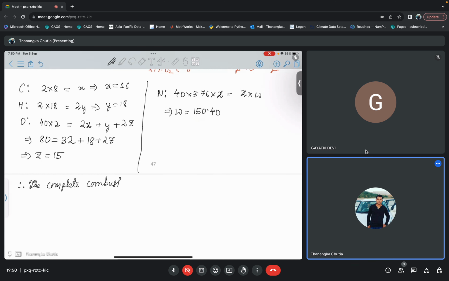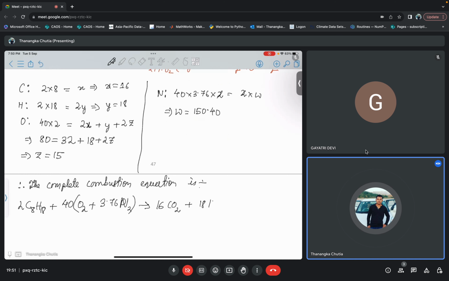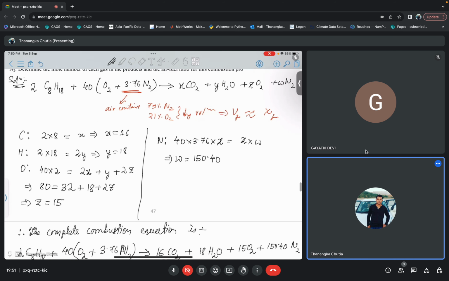So the complete combustion equation is what? 2C8H18 plus 40 (O2 plus 3.76 N2) gives 16 CO2, that's the value of X, the value of Y was 18 H2O, the value of Z was 15 O2, and plus 150.40 N2. So this is the complete equation.